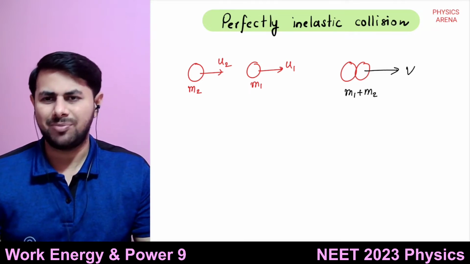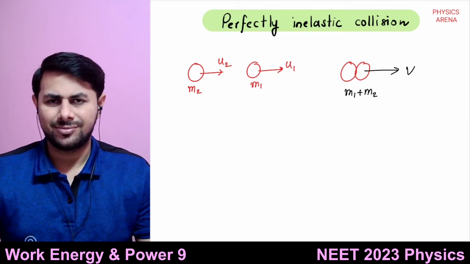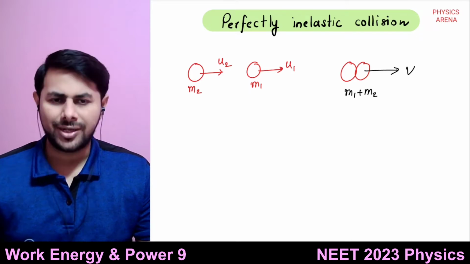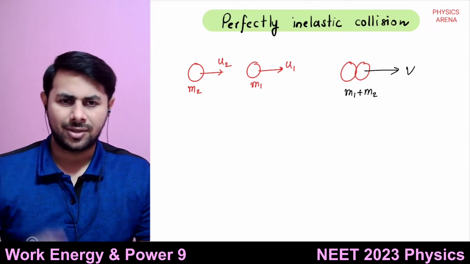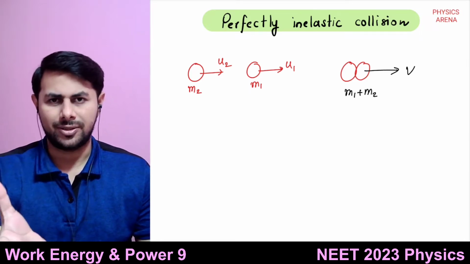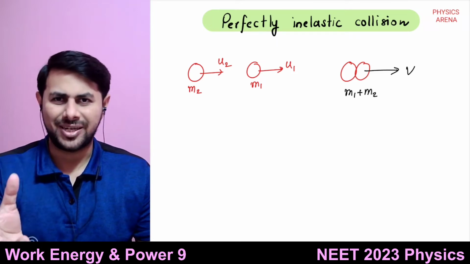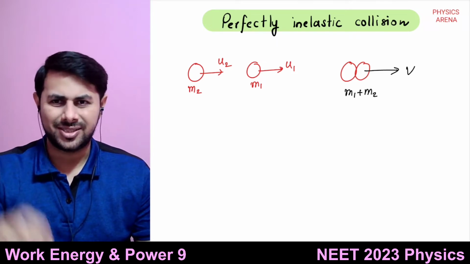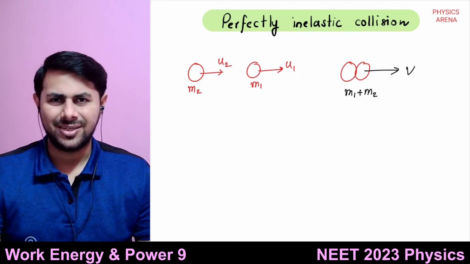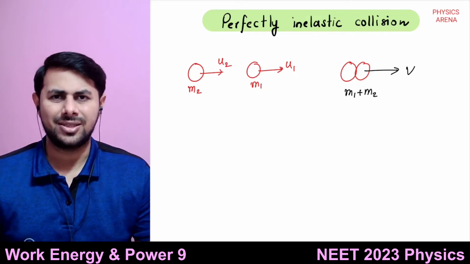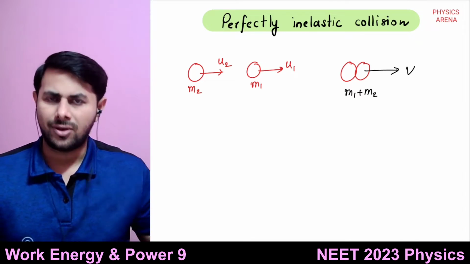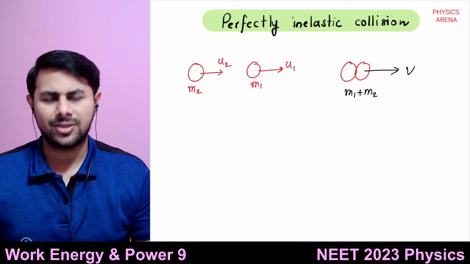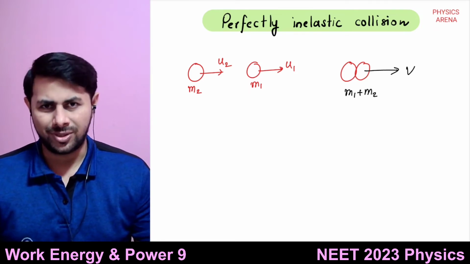What can be an example of this kind of collision? For example, you drop a lump of clay, a ball of clay, on the earth. It doesn't rebound, it sticks with the earth, right? So it is an example of a perfectly inelastic collision. You can also throw a ball of clay on a wall, and it sticks with the wall. This is also an example of a perfectly inelastic collision.